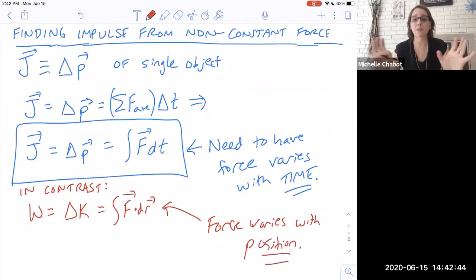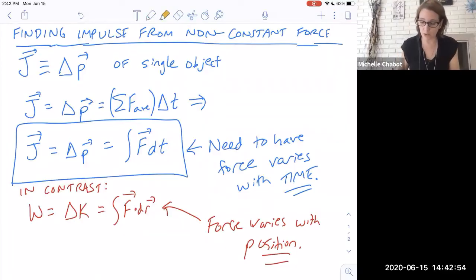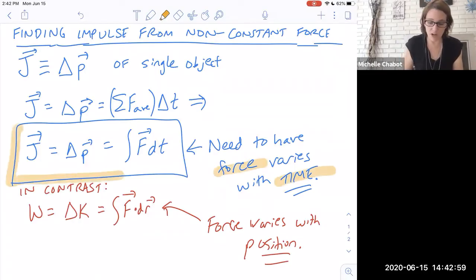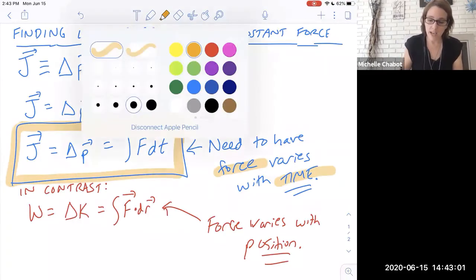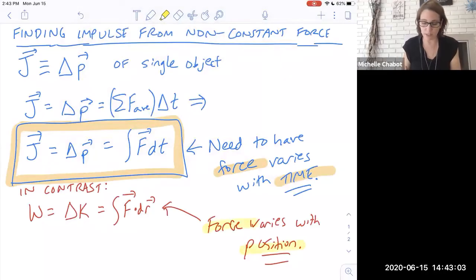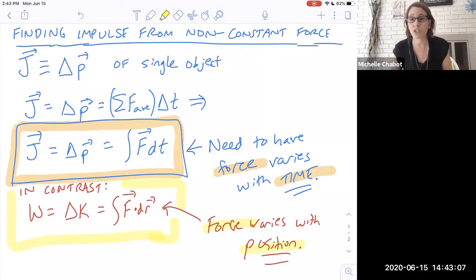So you have to be very careful with the function in a problem. If you're given a force as a function of time, then you're going to use impulse. So force that varies with time would be our impulse equation, and a force that varies with position would be the work-kinetic energy theorem. So keeping that straight is important.